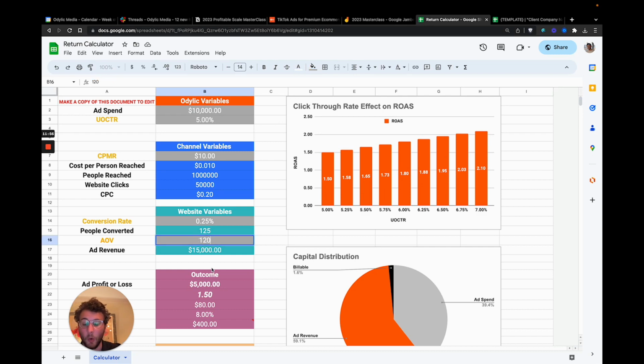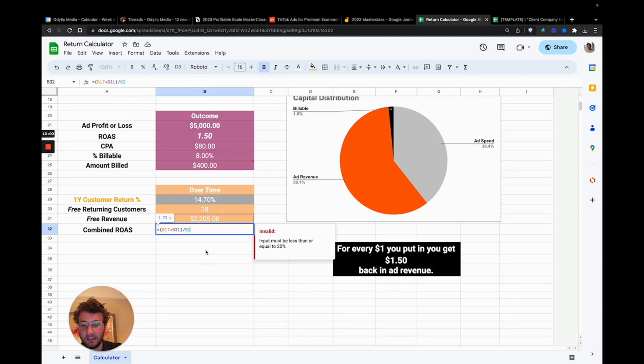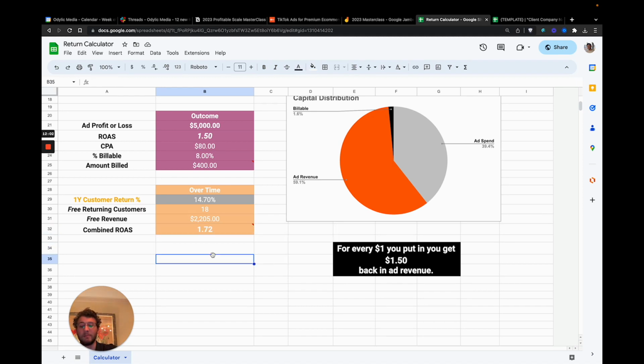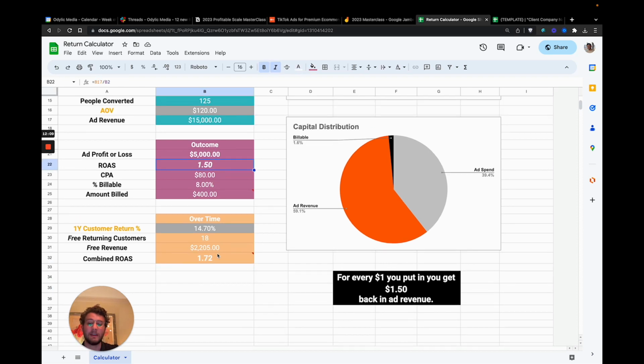Of course, second order average order value might be different than first order. But in general, this can just give us a better idea if customers come back in a year, what our true new customer ROAS is. So instead of a 1.5, it might be more like a 1.72 over the course of a year, simply because people came back who we originally acquired through ads, okay?